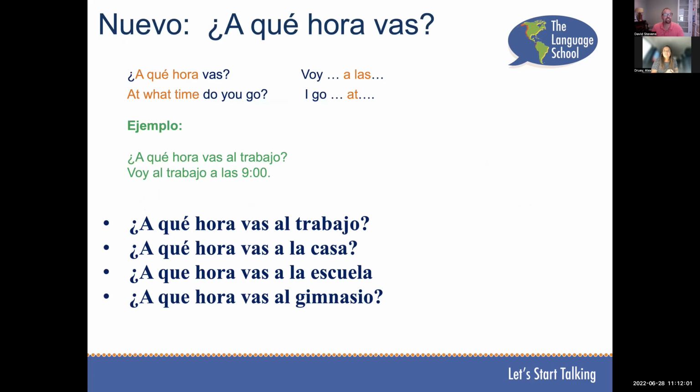All right, taking a look at something new here. A qué hora means what time, at what time, right? So it's a very common thing to say something like, ¿a qué hora vas al trabajo? At what time do you go to work? When you answer it, in English, we would say "at" right before the time, right? A-T, at. In Spanish, it's a las. So a las 9 is saying at 9 o'clock. Voy al trabajo a las 9.